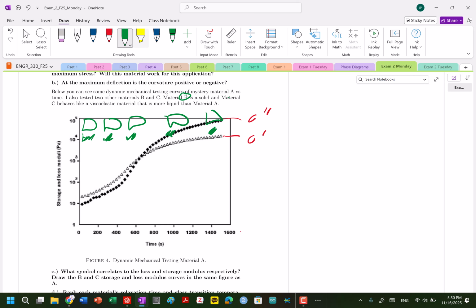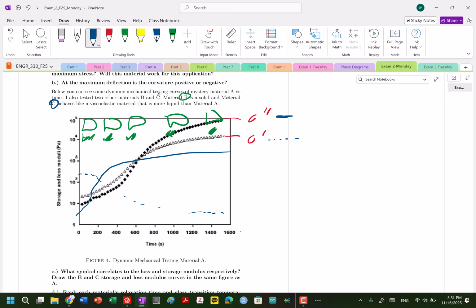So that's a solid. Material C behaves like a viscoelastic fluid that's more liquid than material A. So I'm going to say my blue. So material C, so viscoelastic. This is the crossover point here where it starts to behave like a liquid. So I need to actually shift mine. I'm going to make this my G prime. So I'm going to have my liquid right here, or my solid, excuse me, just right over here, and then it drops like that. Excellent. So that captures the behavior.